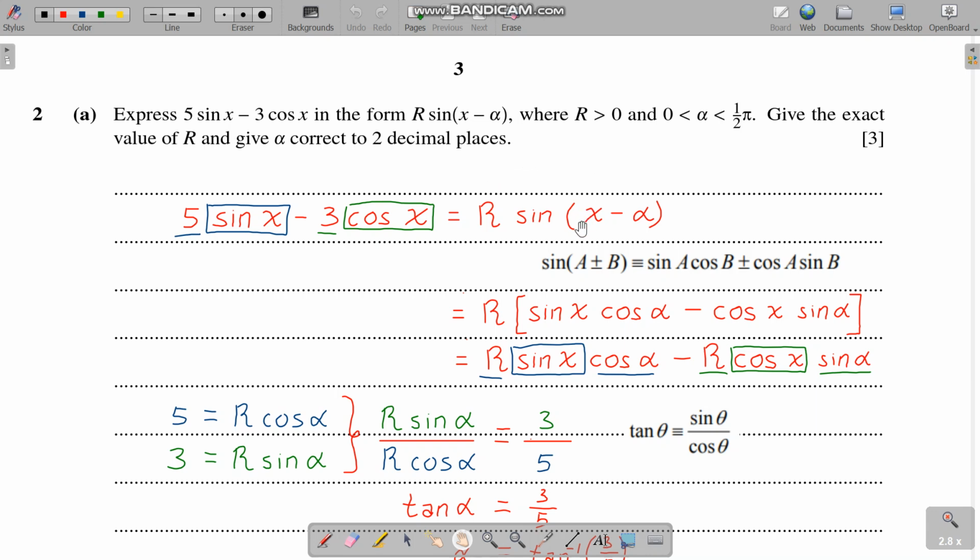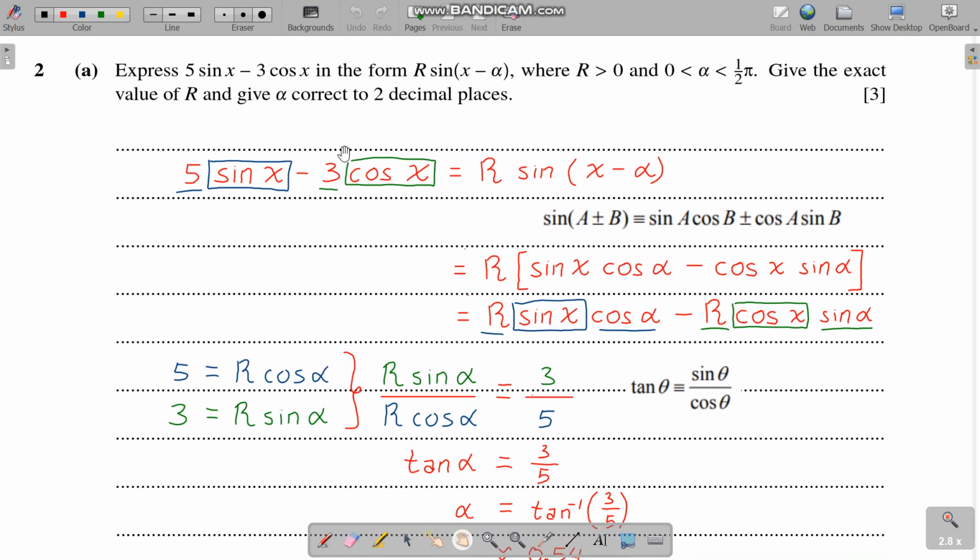Trigonometry, or trigonometric auxiliary angle method. So express 5 sine x minus 3 cos x in the form r sine(x minus alpha).